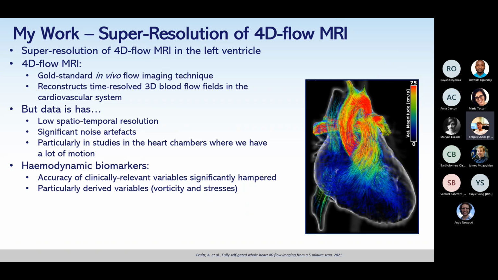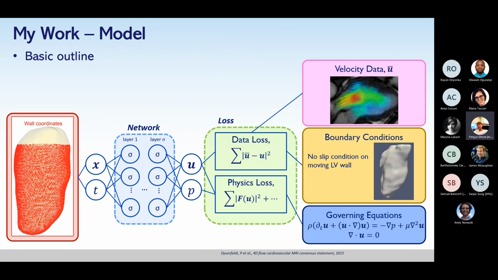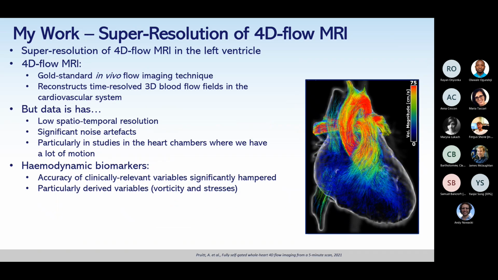Yeah. If you see these data coordinates on here, usually you have a resolution of about 1.5 millimeters in plane, and then 2 to 3 millimeters plane-wise. The issue with the low spatial resolution and noise is that these hemodynamic quantities that could be clinically useful, such as vorticity, stresses, and the velocity field itself, are inaccurate, obviously. This is particularly relevant for derived variables. If you're trying to take a derivative of a noisy velocity field, then it's almost pointless, really.